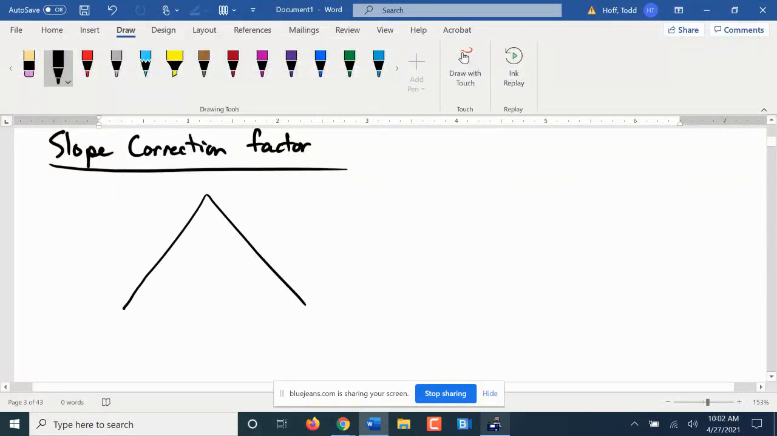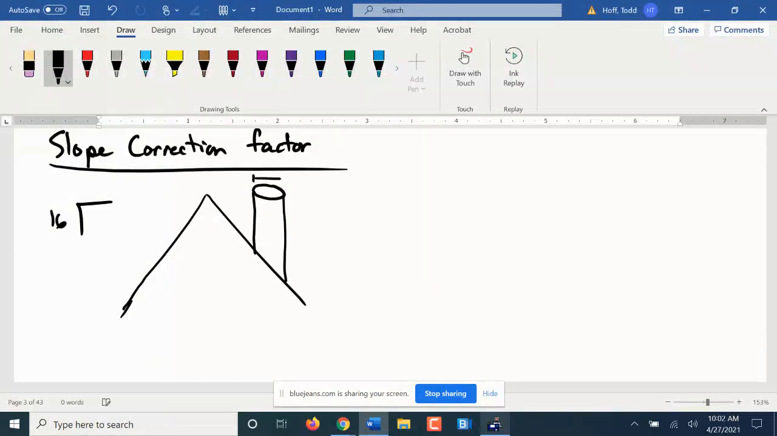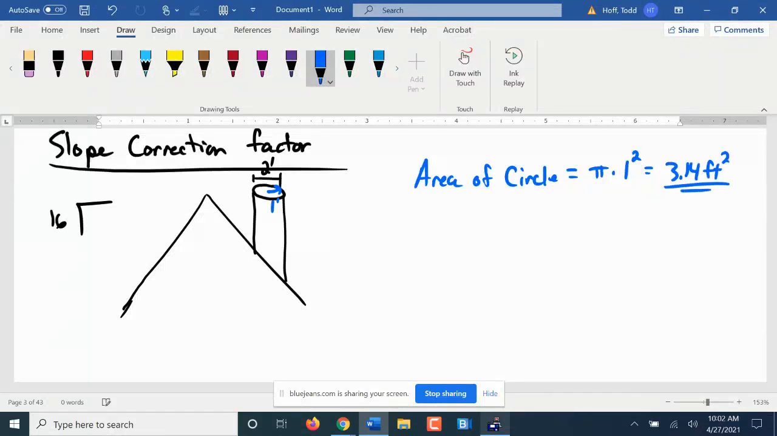So if I have a roof here, and let's say we have a 16/12 slope, we'll get a steep one. If I have a circular chimney coming through that roof, and let's make it easy on ourselves, a 2-foot diameter. The area of the circle that chimney forms is pi times 1 squared. Diameter of 2 means it's a radius of 1, right?